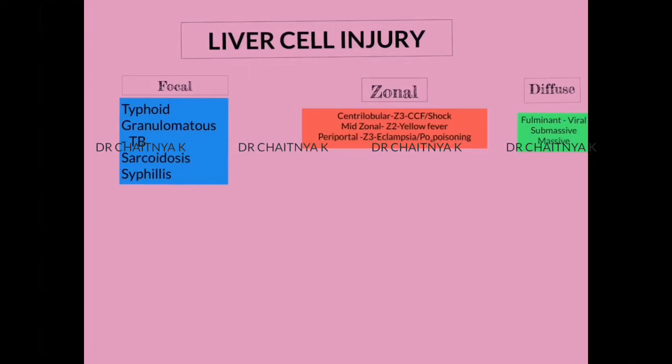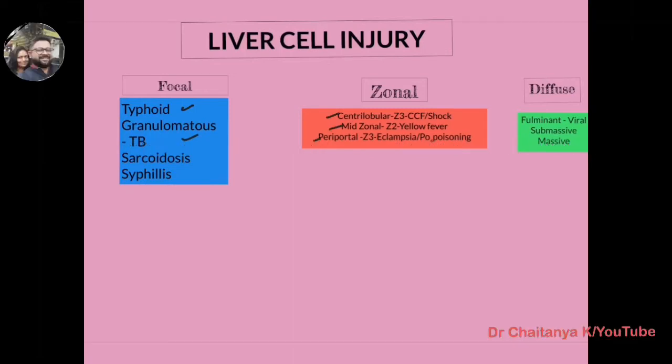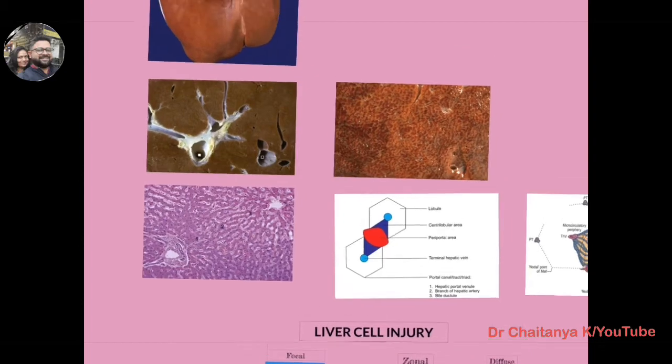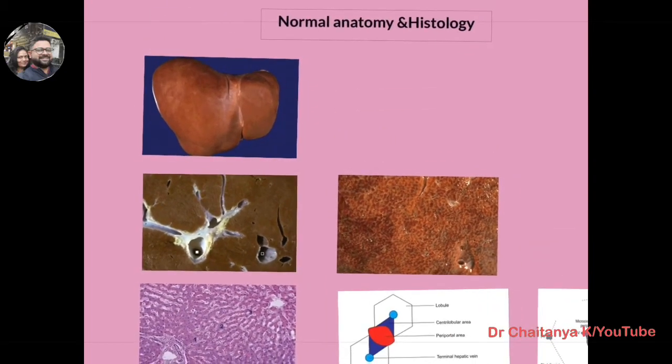In the focal you can see that this is the typhoid, granulomatous injury. In zonal, centrilobular, mid-zonal, periportal, or you can see this in the fulminant type, submassive necrosis or like this. So you have to see what kind of injury I am talking about. Before that you should know about the normal histology and anatomy of the liver.